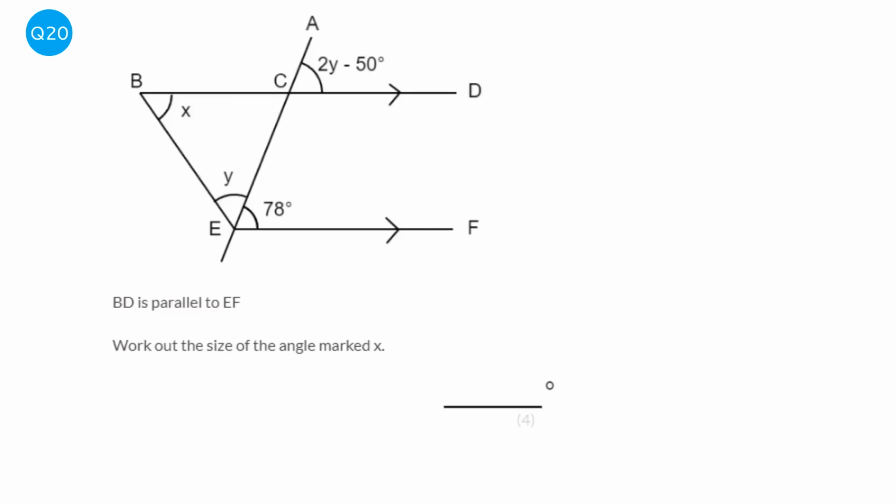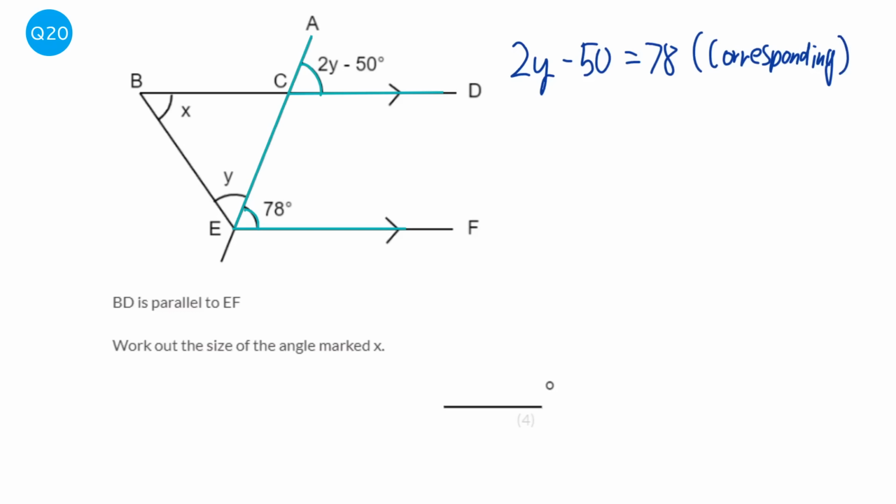To find out what the value of x is, we first of all have to find out what the value of y is. And we can notice that we've got two sets of parallel lines here, and a line going through them. And we've got these F angles, which we have to call corresponding angles. So we know that 2y minus 50 is equal to 78. And we must write down the reason, so corresponding angles, and corresponding angles are equal.